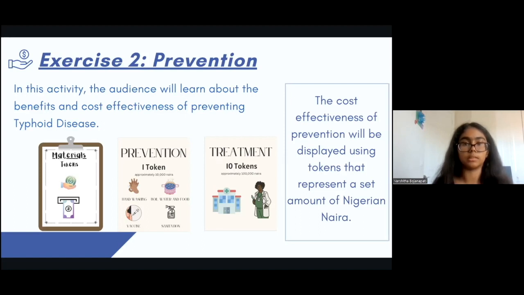They're going to get tokens that represent money, and the prevention group will go through costs associated with prevention like soap and water, and the treatment group will pay the money that is required for treatment. And so they will see that the prevention group will be left with more money and therefore is more cost effective.